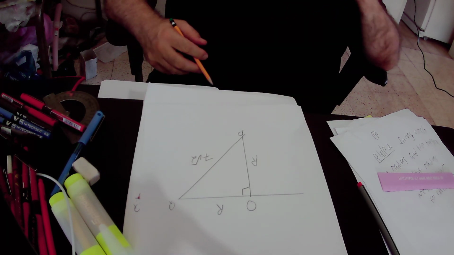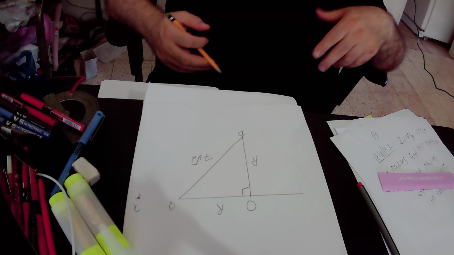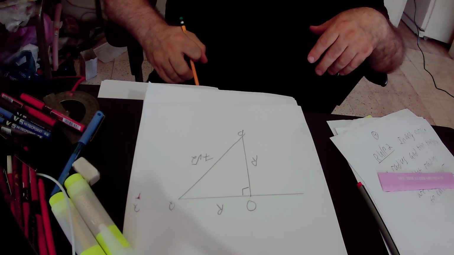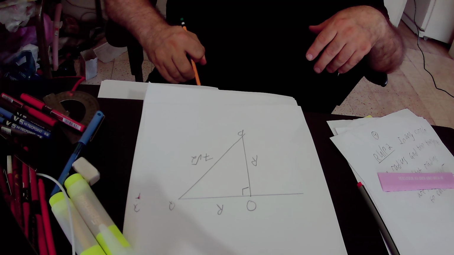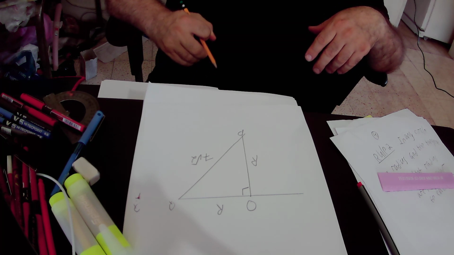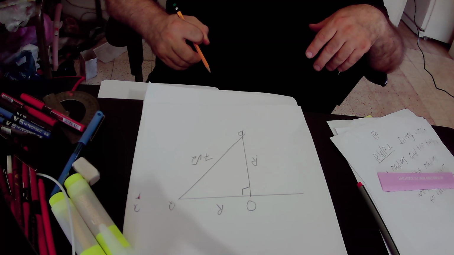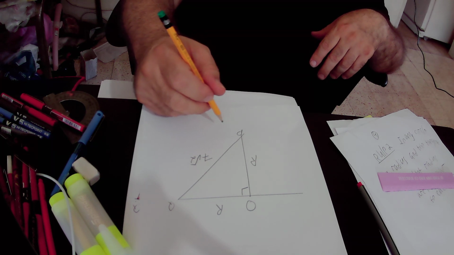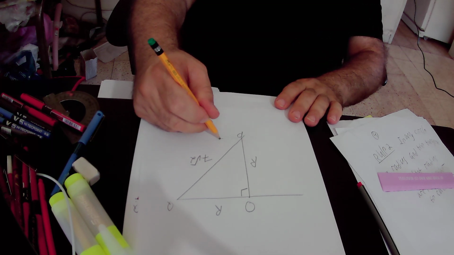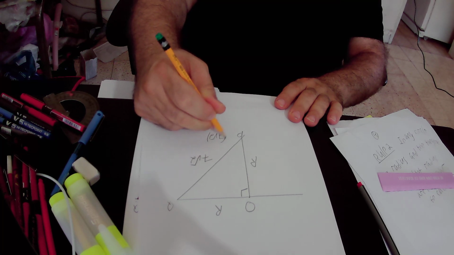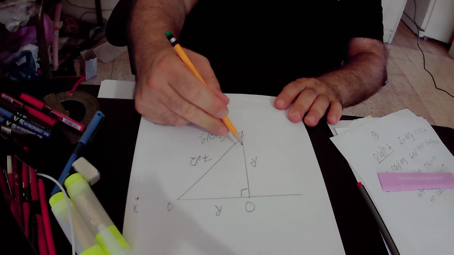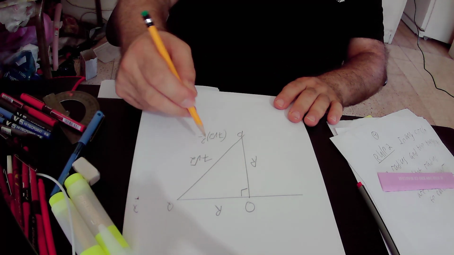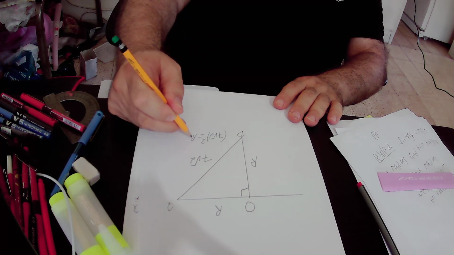So now I will apply the Pythagorean theorem that states that the square of the hypotenuse is equal to the sum of the squares of the perpendiculars. So the square of the hypotenuse, that is to say 7 root 2 squared, is equal to the sum of the squares of the perpendiculars. So it is R squared plus R squared.